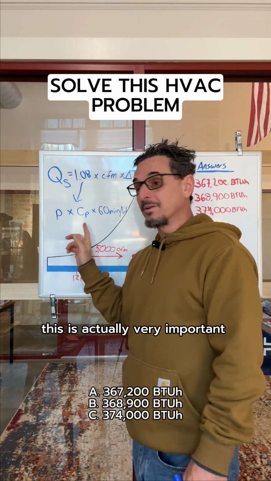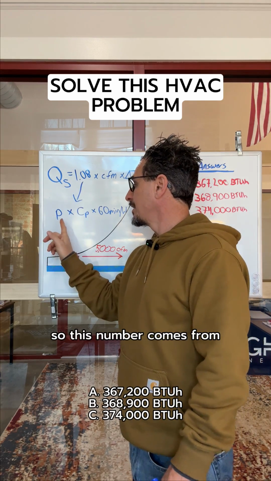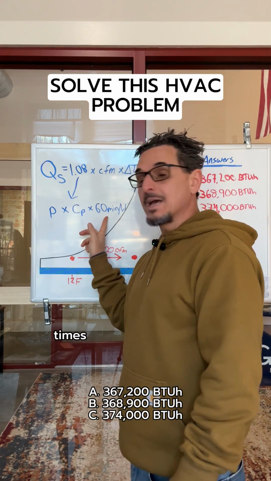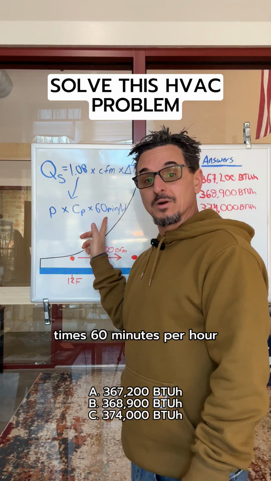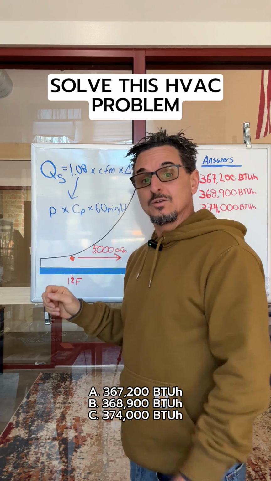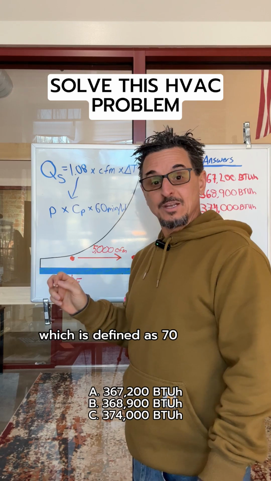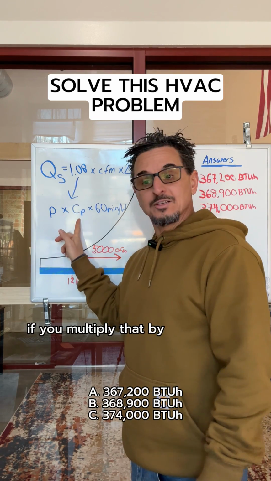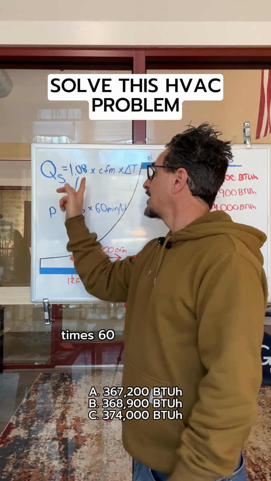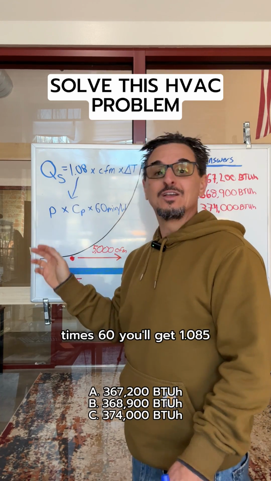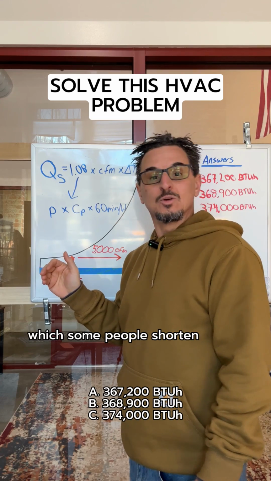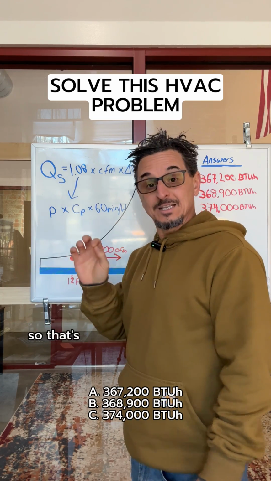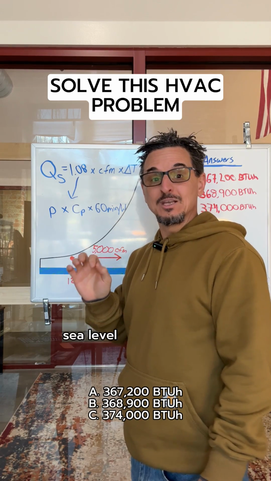Okay, so let's talk about this convenience factor. This is actually very important to understand. This number comes from the density of air times the specific heat of air times 60 minutes per hour. At standard air conditions, which is defined as 70 degrees dry air at sea level, if you multiply that by the specific heat of air times 60, you'll get 1.085, which some people shorten to 1.08, and some folks round up to 1.1. So that's at standard air conditions, sea level, 70 degrees.